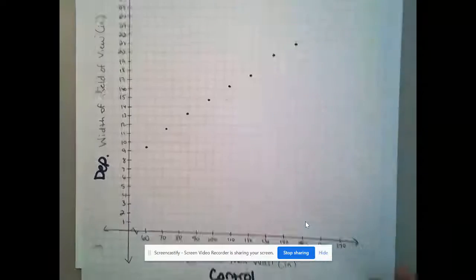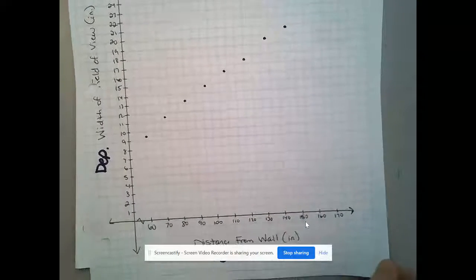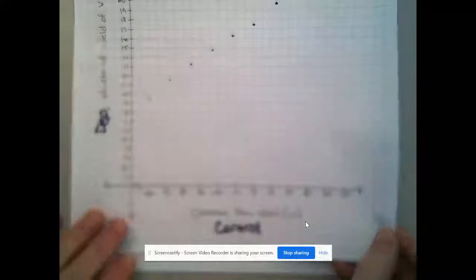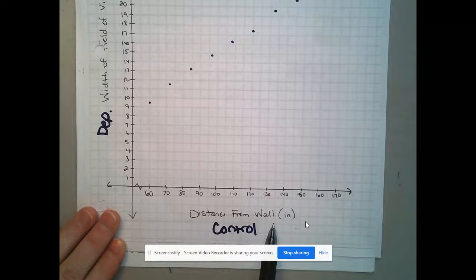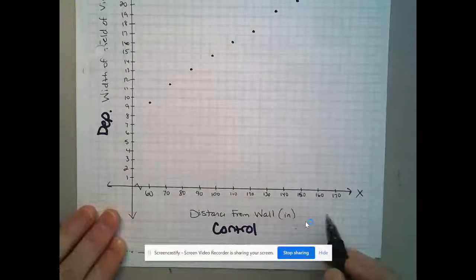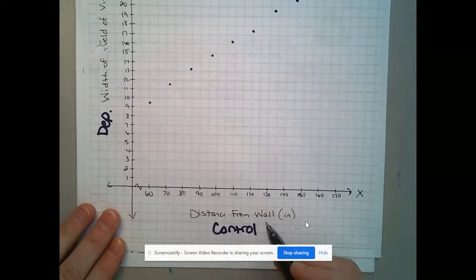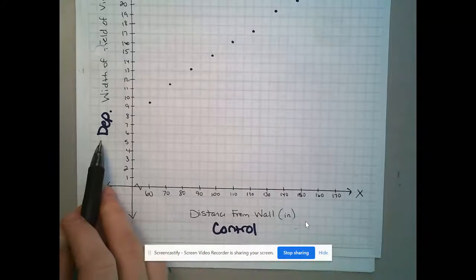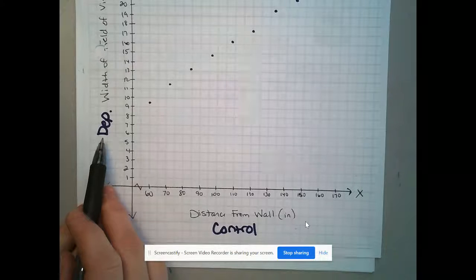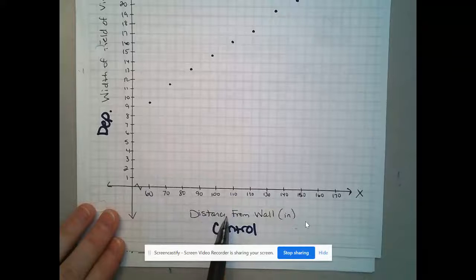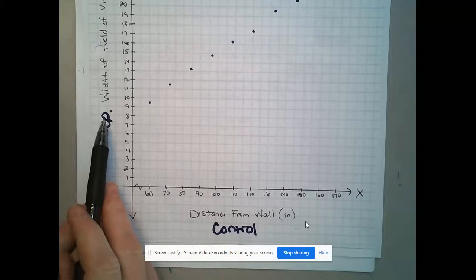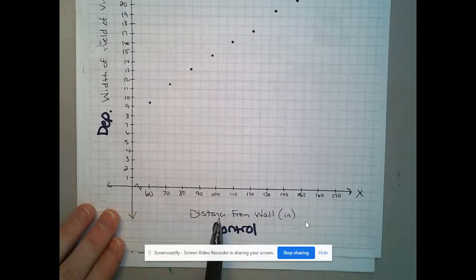So what I did was I went ahead and I graphed the points of the scatter plot. So here we go. And you'll notice that I put distance from wall along the bottom on the x-axis. That's because the control variable goes on the x-axis, and I have control of how far I am from the wall. The dependent variable, the width of field of view, goes on the y-axis because how wide of a view I have is dependent on how far I stood from the wall. If I chose to back up further, then my width of field of view got wider. If I chose to get closer to the wall, then my width of field of view got smaller.